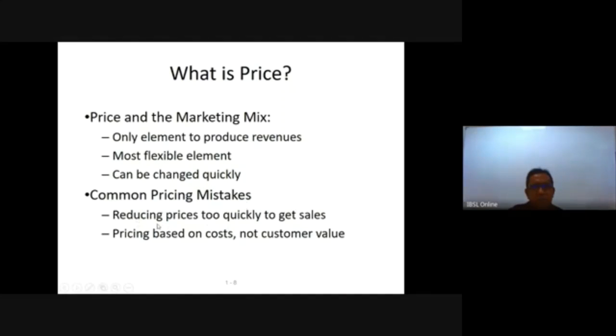Common pricing mistakes: reducing prices too quickly to get sales, pricing based on cost, not customer value. These are some of the mistakes that we make. Pricing is something that has to be managed very carefully because it is the only element in the marketing mix to produce revenue.